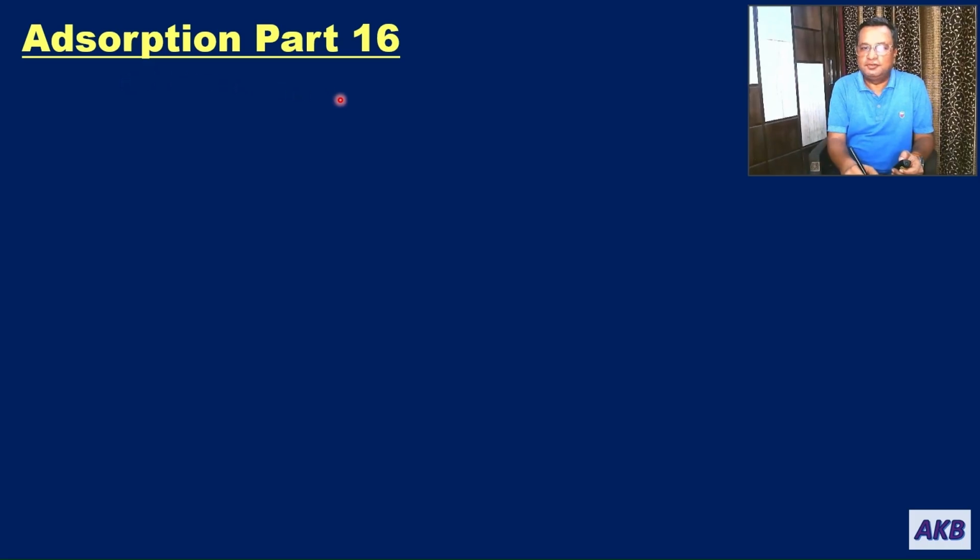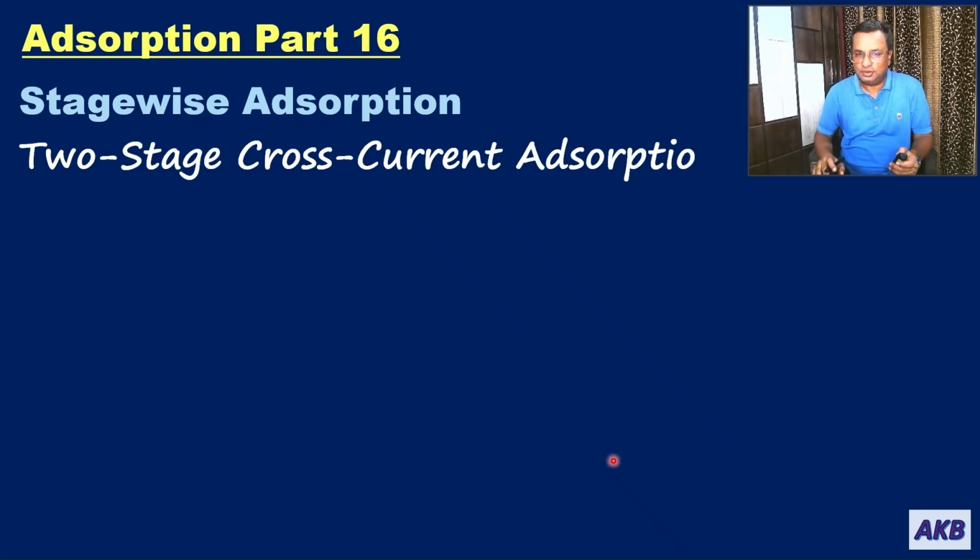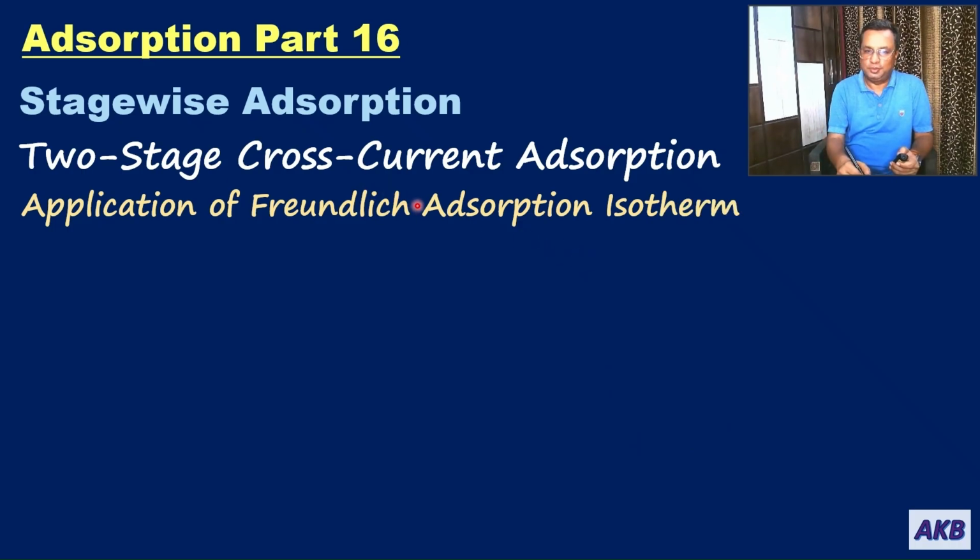This is part number 16 of my discussion on adsorption. I will continue my discussion on stage-wise adsorption. Actually, I had planned to start the discussion on multistage countercurrent adsorption, but I thought I should have two more lectures on multistage cross-current operation, in which I will discuss the application of the Freundlich adsorption isotherm to a typical multistage cross-current operation. So in my discussion, I am going to consider a two-stage cross-current adsorption operation, and then I will tell you how you can apply the Freundlich adsorption isotherm to this operation.